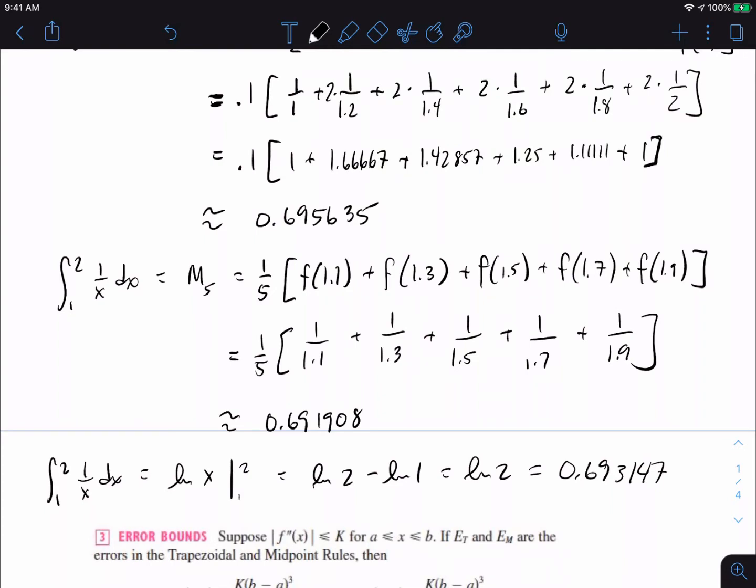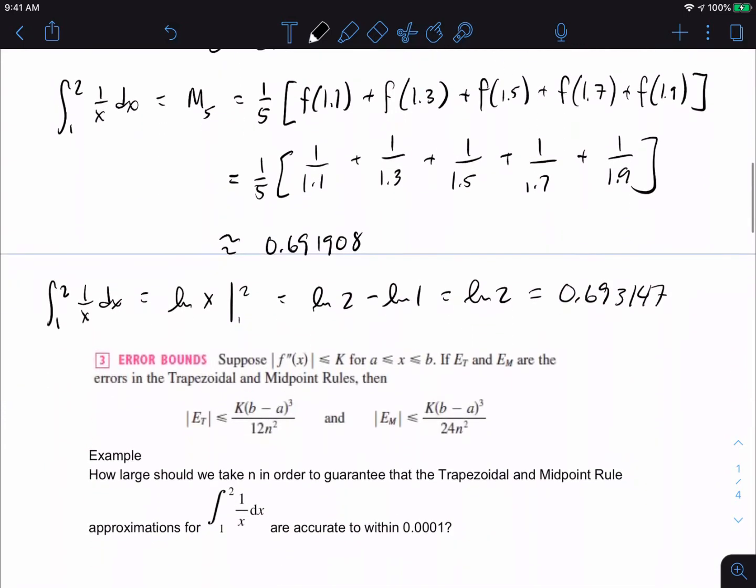As we get more and more approximations, trapezoid should typically be better, but in this case, the midpoint was actually better. And all I did was subtract the actual minus the approximation to see which one was closer. Does that make sense? Yes. Okay. Now we need to talk about how we can find error.